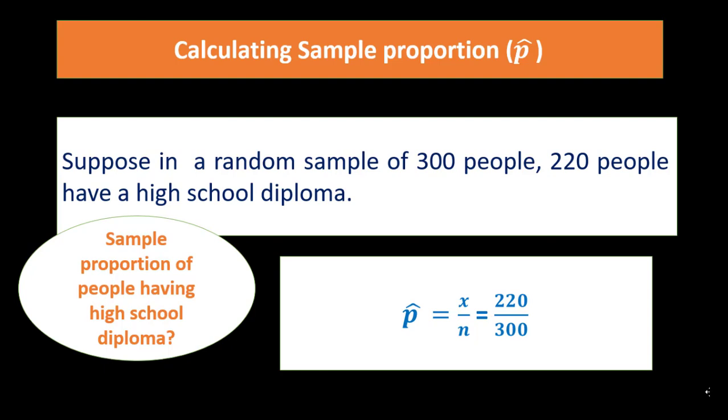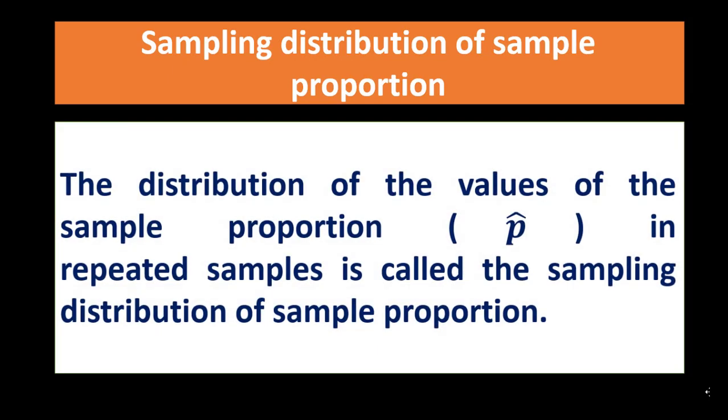If we have understood the sample proportion, then let us try to understand the meaning of sampling distribution of sample proportion. The distribution of the values of the sample proportion p hat in repeated samples is called the sampling distribution of sample proportion. Now this definition seems quite complicated and lengthy in nature, so let us simplify this definition with the help of examples.